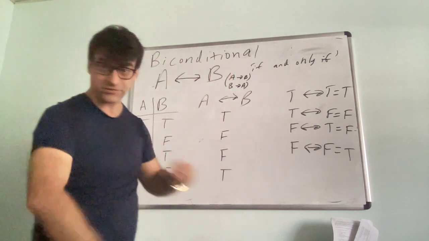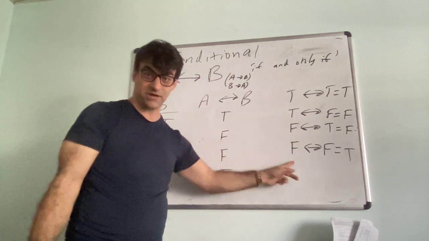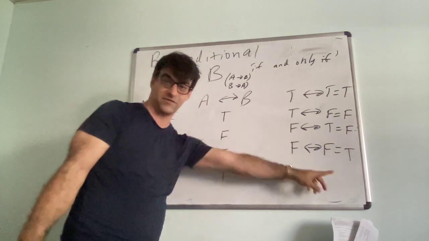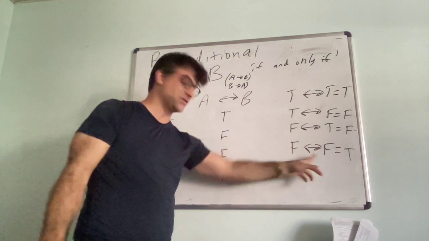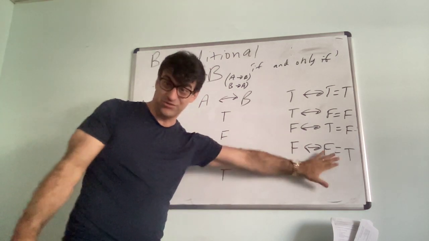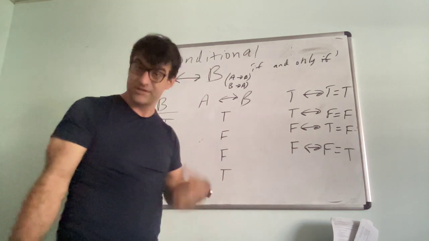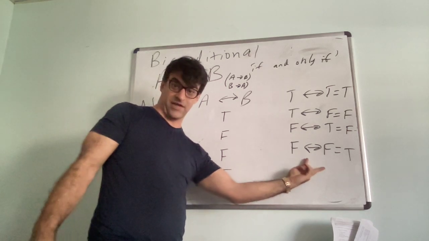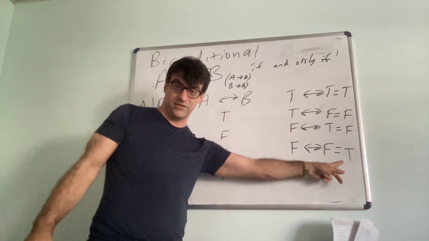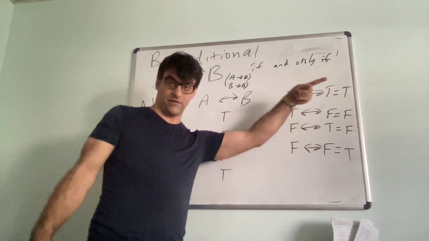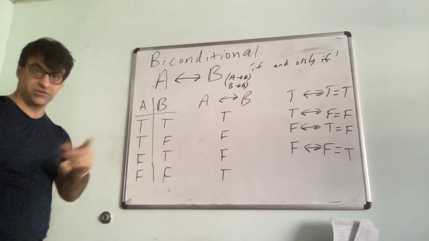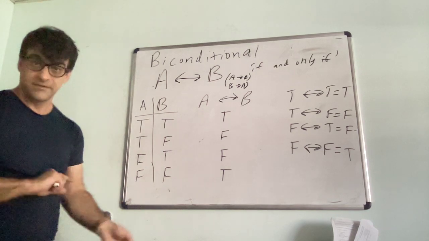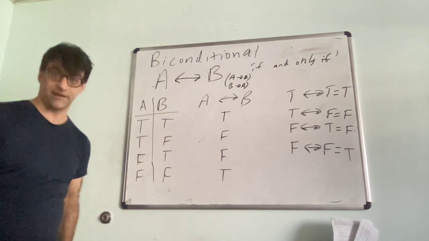Biconditional: the arrow goes in both directions. False double arrow false: false arrow false is false, sorry, false arrow false is true. False arrow false going the other way is true too. So it comes to the same truth value. When they have the same truth value, the statement is true. Otherwise false. So biconditional: each implies the other, which comes to same truth value.